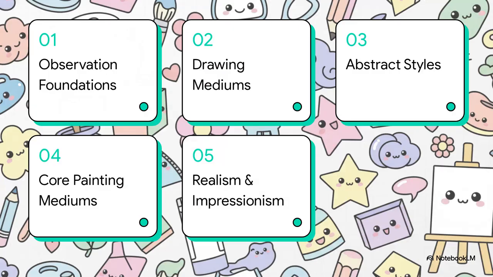And here is our roadmap to unpack this whole list. Number 1, foundations of observation. 2, drawing mediums and techniques. 3, abstract and experimental styles. 4, core painting mediums. And finally, 5, realism to post-impressionism.